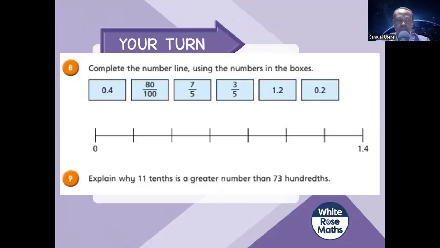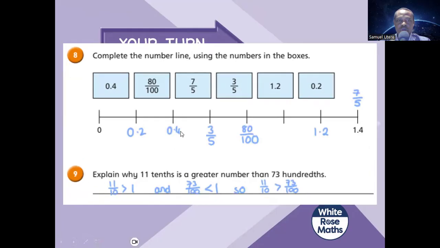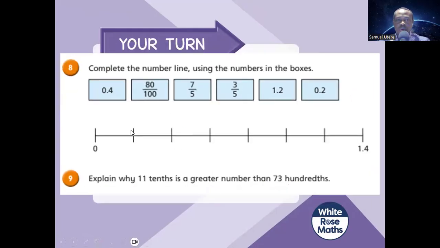Pause the video and answer questions 8 and 9 in 3 minutes. Here you were asked to complete the number line using the numbers in the box. Now, between 0 and 1.4, we can see that the value is 1.4. So we need to find out the value of each interval. So we have 1, 2, 3, 4, 5, 6, 7.